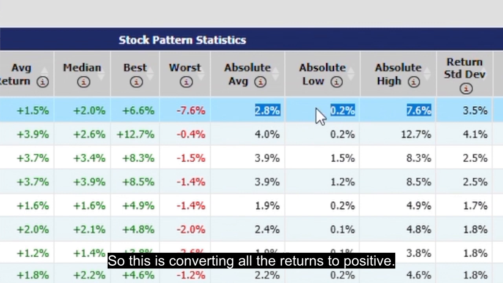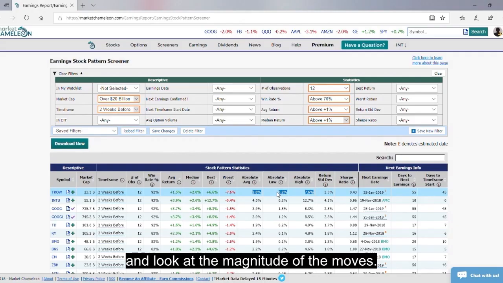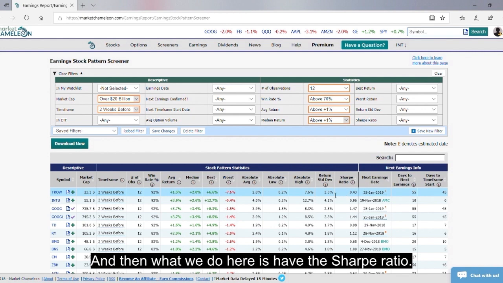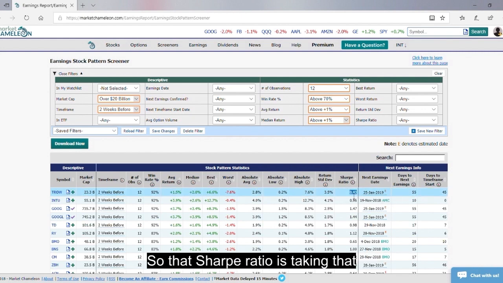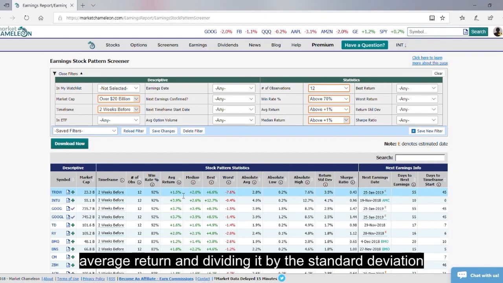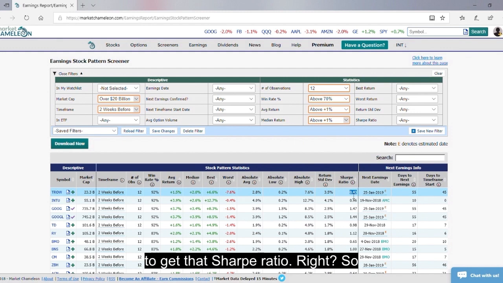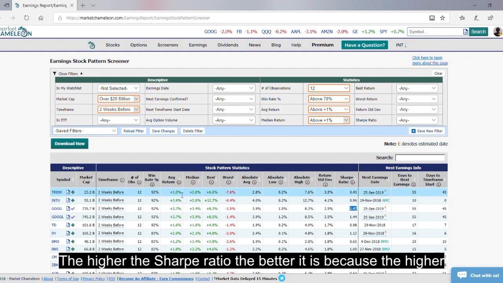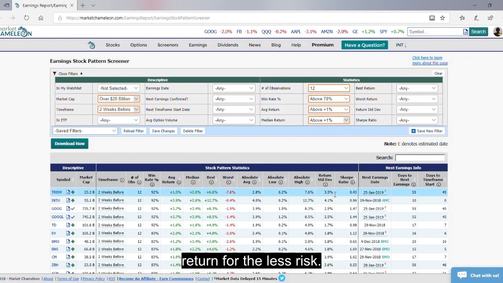So this is converting all the returns to positive, and this is for people who like to trade options and look at the magnitude of the moves, the absolute magnitude of the moves. Over here, this is the standard deviation. So this is the standard deviation of the returns around this average. And then what we do here is have the Sharpe ratio. So the Sharpe ratio is taking that average return and dividing it by the standard deviation to get that Sharpe ratio, right? So the higher the Sharpe ratio, the better it is because the higher return for the less risk.